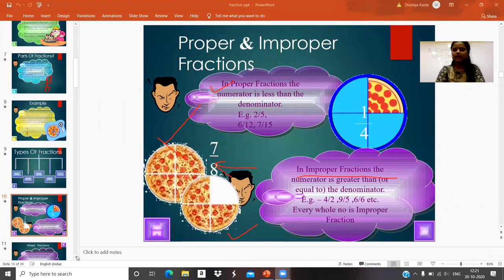Two things we have learned. The first one is the proper fraction, in which the numerator is always smaller than the denominator. The next one is the improper fraction, in which the numerator is greater than the denominator. These are the two things that we have learned. Now we are moving ahead to the mixed fraction.